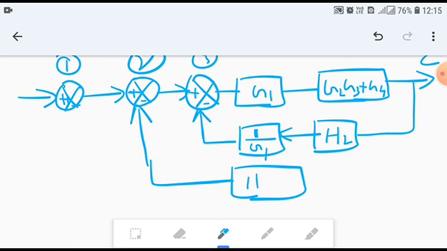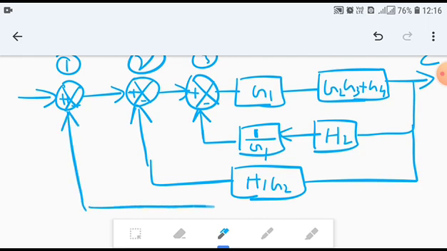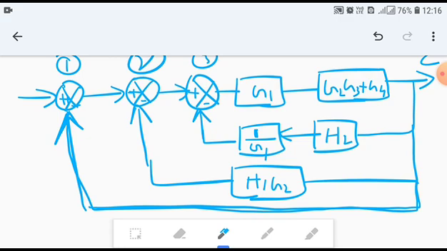So here we have H1 G2, both in series. From the output towards the input it is going, so we call it feedback. And this is also from the output, sorry, I have drawn the output, this is one. From output it is going towards the input, right? So it is also feedback.